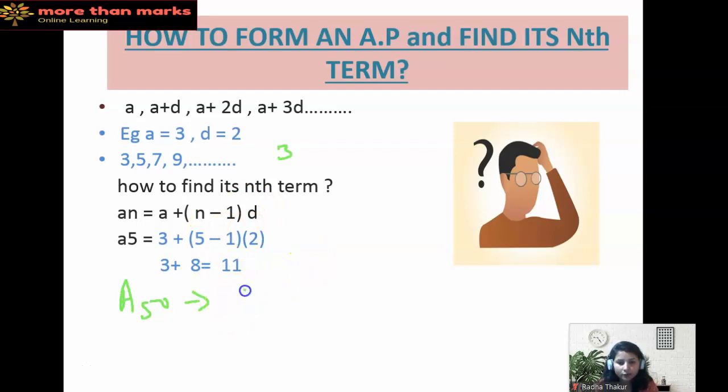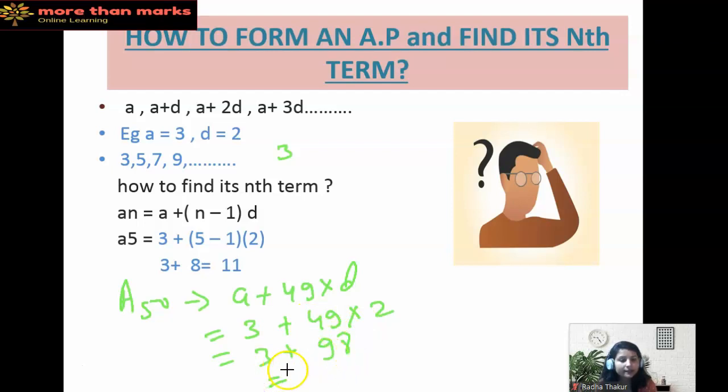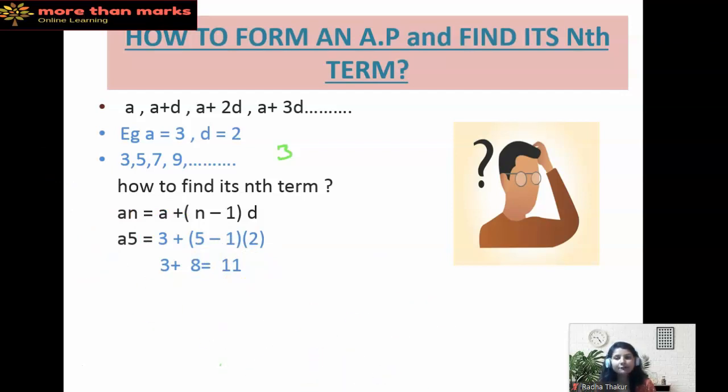So it becomes A plus n minus 1, that is 49 multiplied by d. A is given, that is 3, and d is what? 2. So it becomes 3 plus 49 times 2, that is 98. So it becomes 3 plus 98, that is 101. It means in this series, the 50th term is 101. Fine. See how quickly I calculated the 50th term. Okay. So now this is it for today.